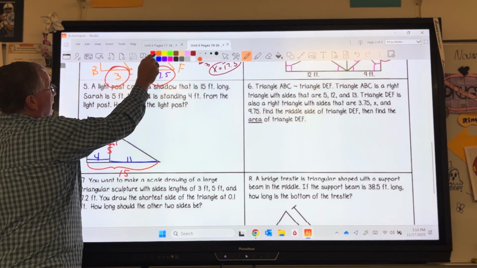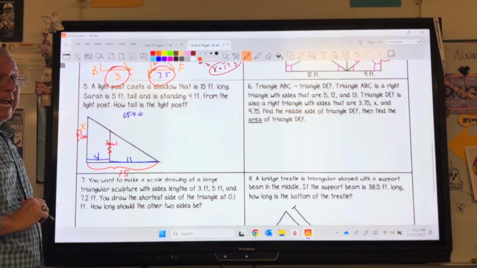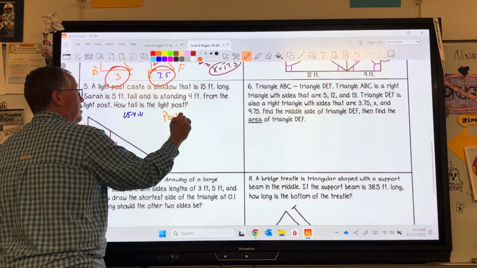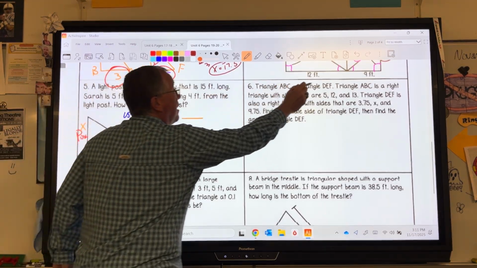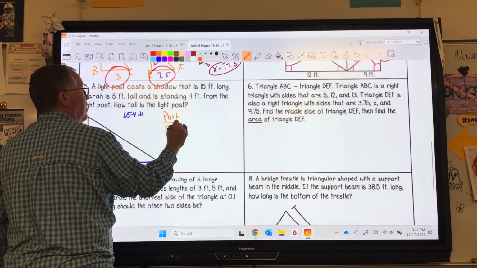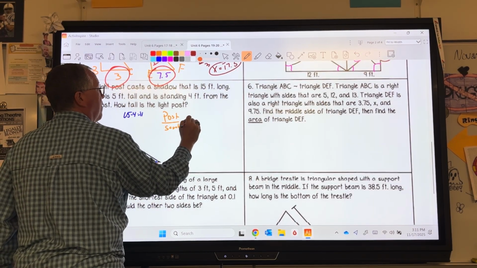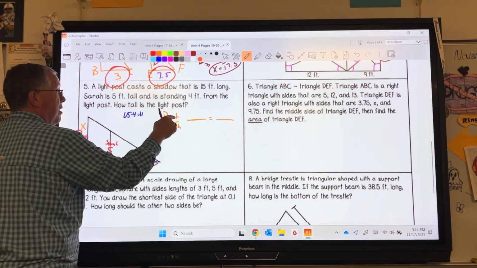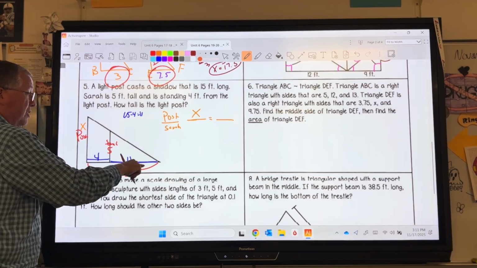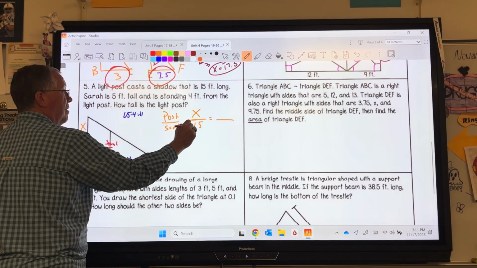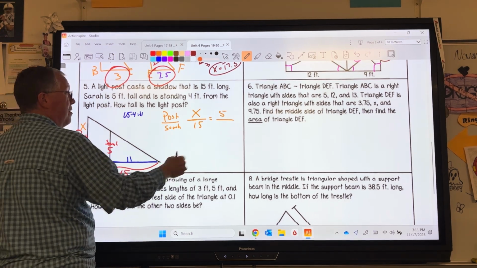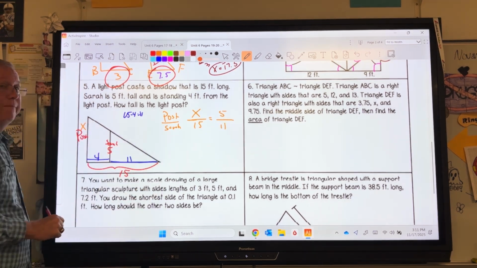It wants to know how tall the light post is. So I'm going to put post on top, over Sarah. How tall is the post? Don't know. Post shadow, 15 feet. Sarah's height, 5. Sarah's shadow, 11 feet.